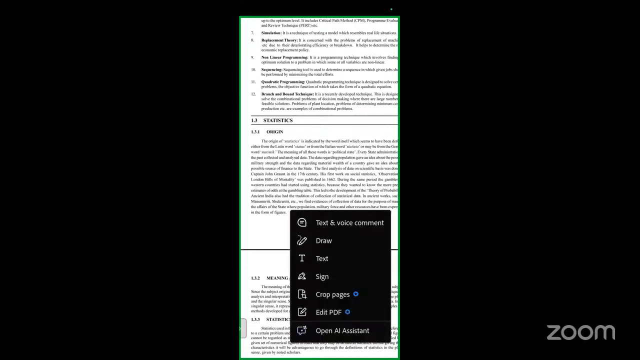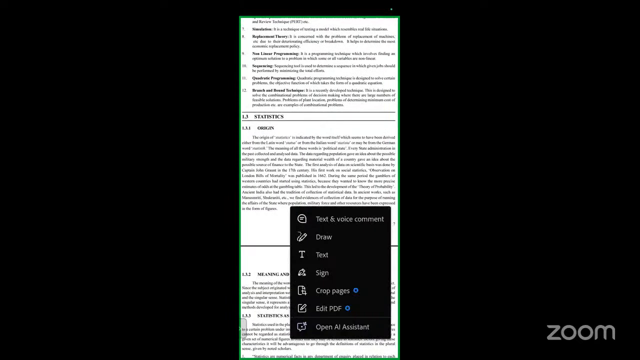Then what is statistics? Statistics is a branch of mathematics. The origin of statistics, indicated by the word itself, seems to have been derived from either the Latin word status, or the Latin statistia, or maybe the German word statistik. The meaning of all these words is political state.